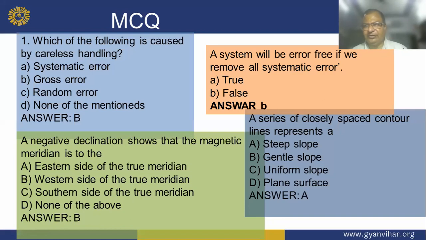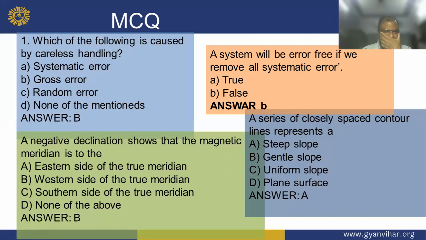So question number 1, which of the following is caused by careless handling? There are 4 answers on your screen. Which answer is correct? So please give me a reply. Yes, the correct answer is B, gross error.